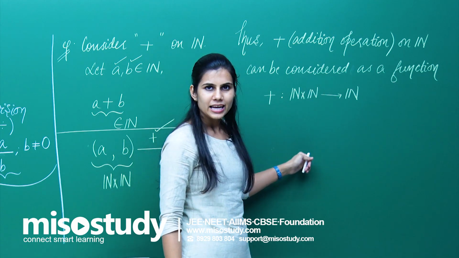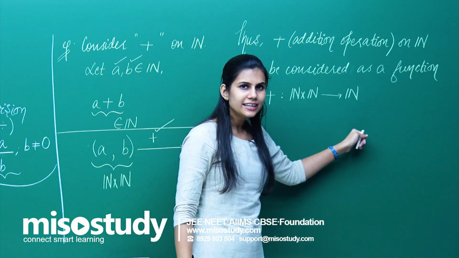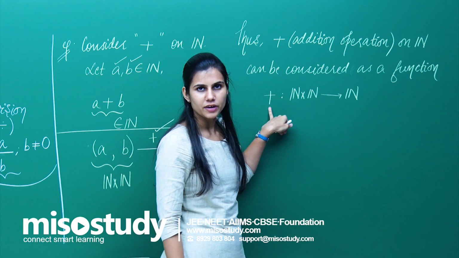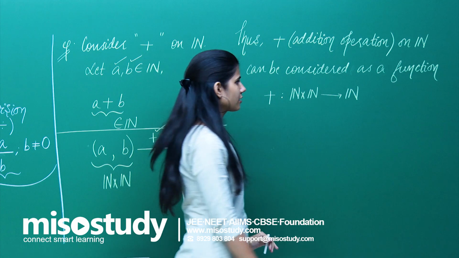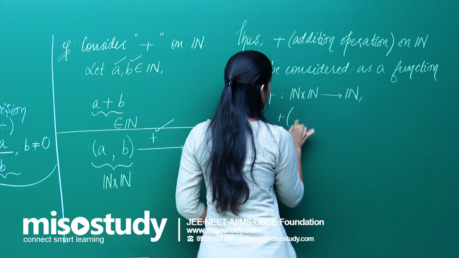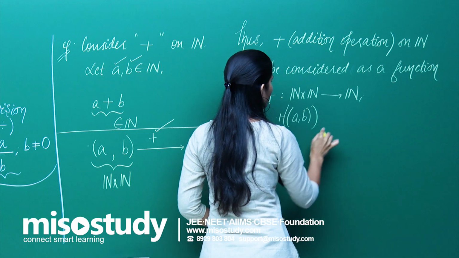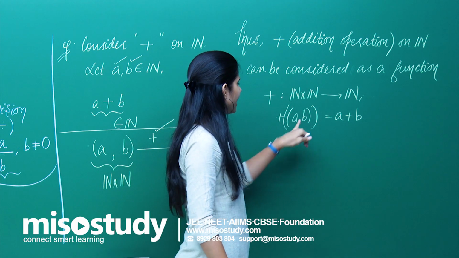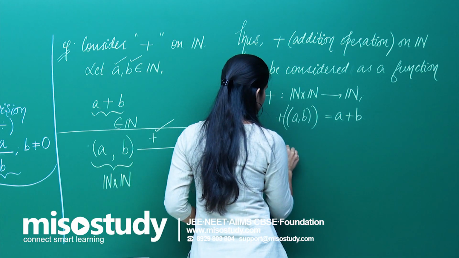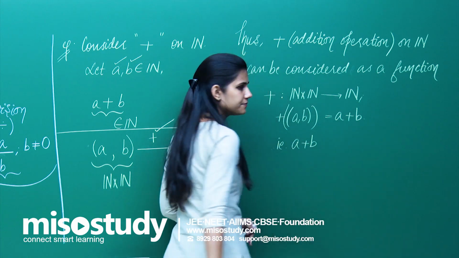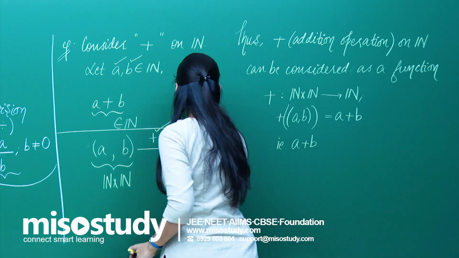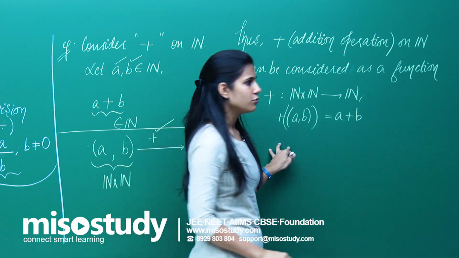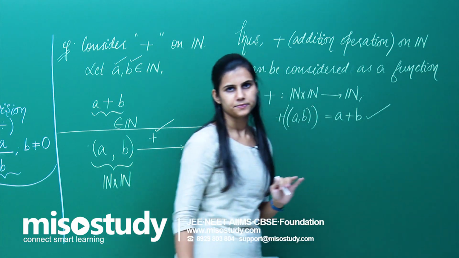So each element in the domain has a unique image in the codomain under this operation plus, and therefore this plus is a function from N cross N to N, such that when plus is applied to this ordered pair (a, b), it produces a + b. Plus applied to (a, b) is also perceived as a + b, which you can see over here as well. And thus, this is how you talk about binary operations on a set.